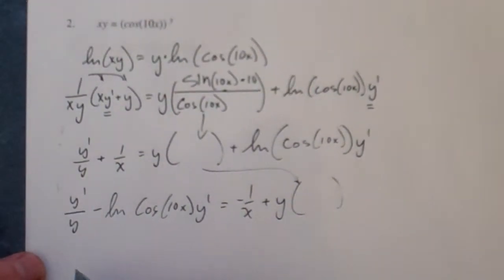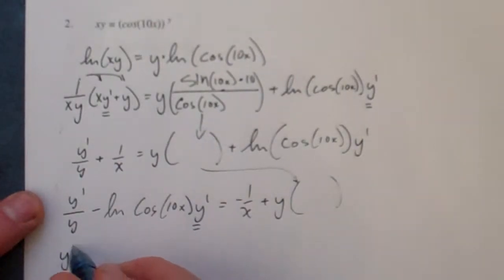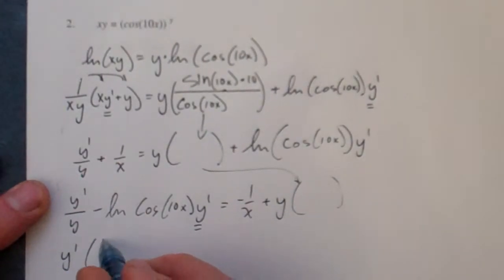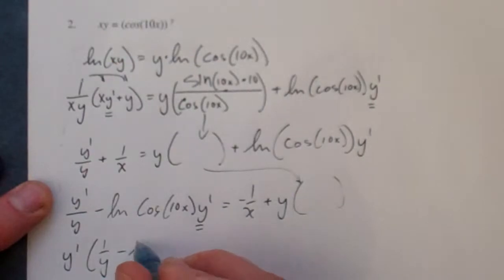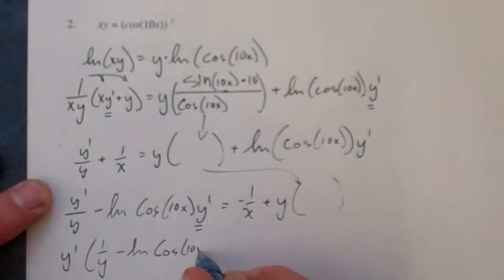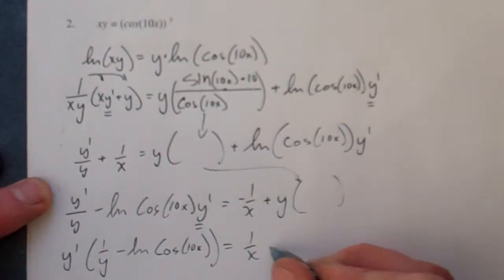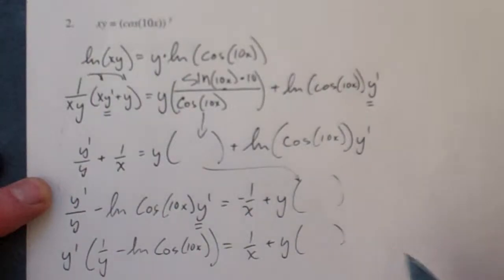Now I'm going to factor out the y prime, which is right there and right there, so it's y prime on the outside, and then 1 over y minus ln cosine of 10x equals 1 over x plus y times that whole mess.